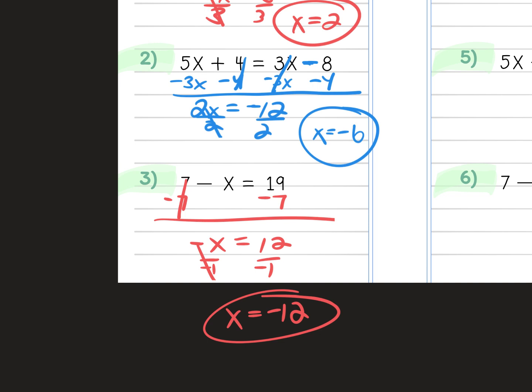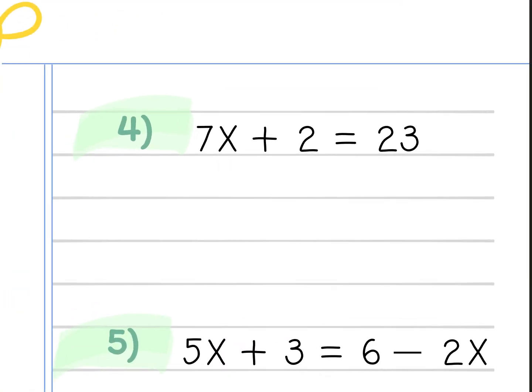So if I plug in -12, what's 7 minus a negative? It's going to be plus. 7 plus 12 is 19. Yes, sir? Can you just multiply that? Yeah. Yep, same thing.